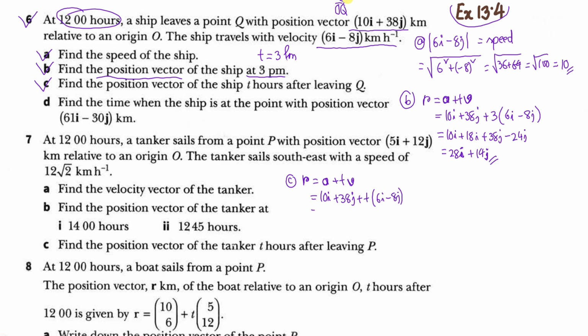So easily we can write it by taking i common, which gives us 10 plus 6t, and if we take j common, this is 38 minus 8t, and this is our final position vector in terms of t. C we already have done, and it's the last question. Find the time when the ship is at the point with position vector. This is the position vector provided, so we can equate these two values from here.